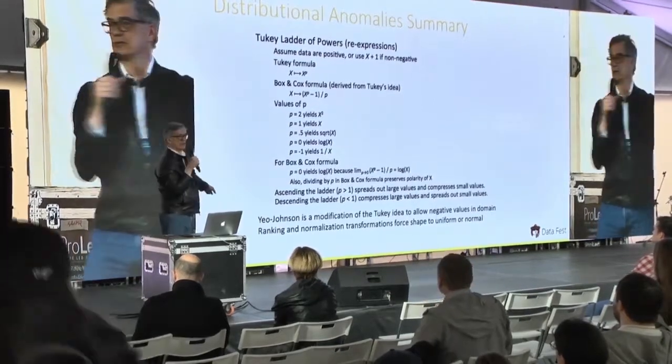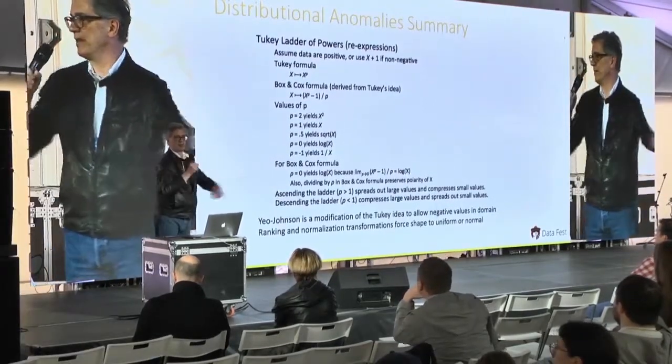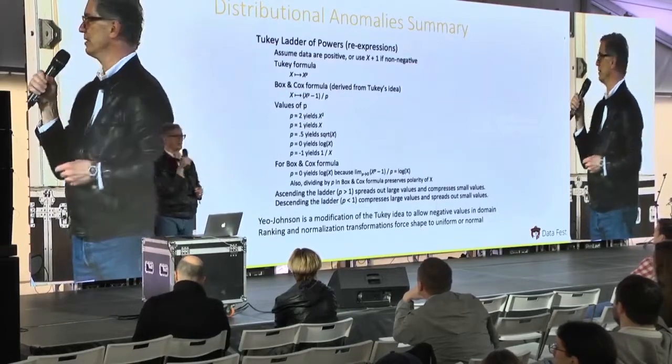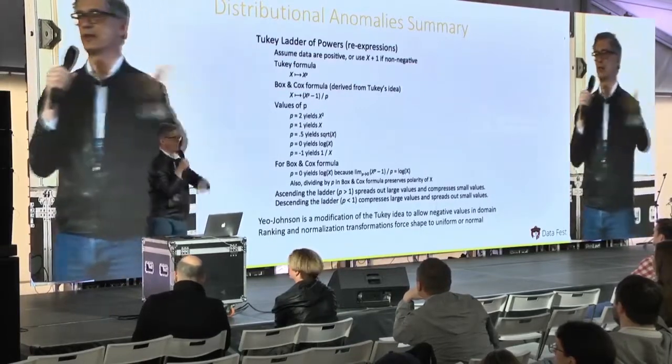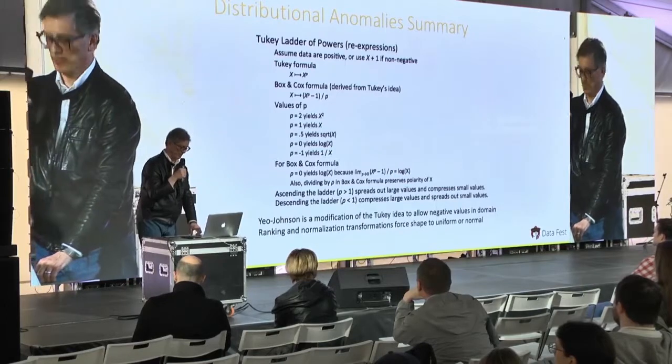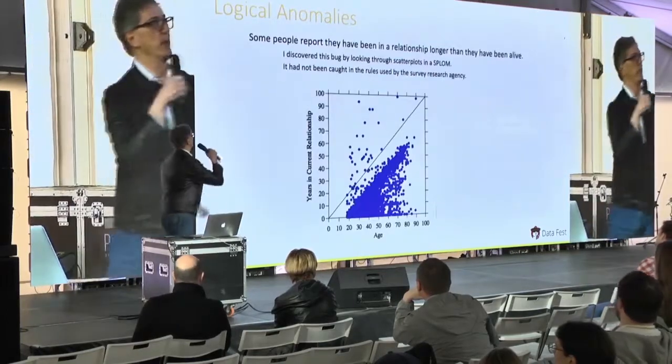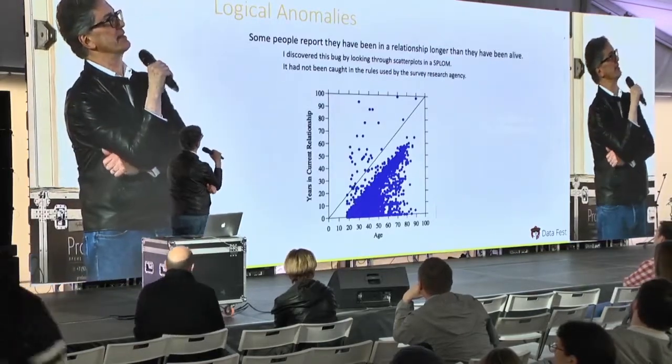The Yeo-Johnson is available in one of the Python libraries. It's a transformation that applies the Tukey approach when the values are negative. All right, let's get to the anomalies that are logical.